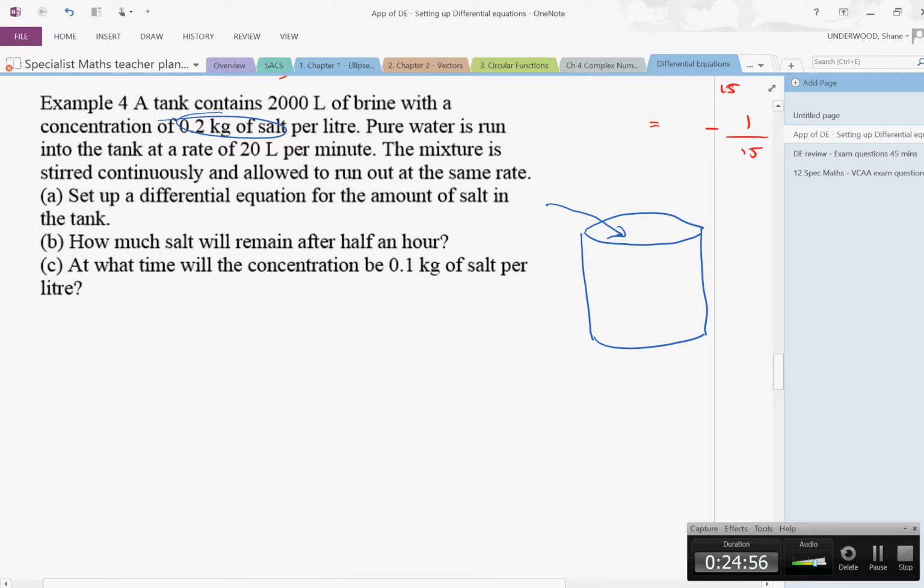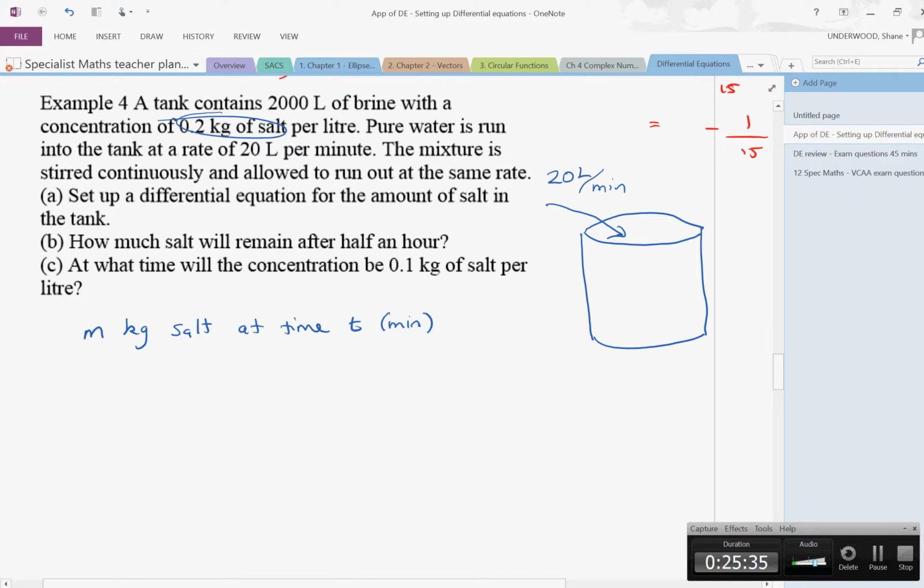Pure water is run into the tank. Now, pure water is 20 litres per minute. I don't want you to worry about anything yet. Just write 20 litres per minute. And what we want to do is first of all just define what we're actually looking at. We're looking at m kilograms of salt at time what? T? T micrometers? Micro years? What is it? Minutes.